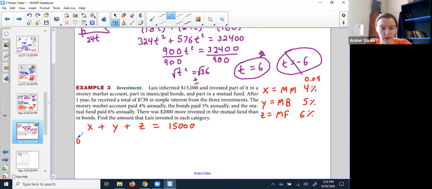So that means I could figure the interest on any amount in the money market by multiplying it by 4% as a decimal. Same thing for the bonds, and same thing for the mutual funds as a decimal. At the end of the year, all three of those together gave him a check of $730. That would be nice.